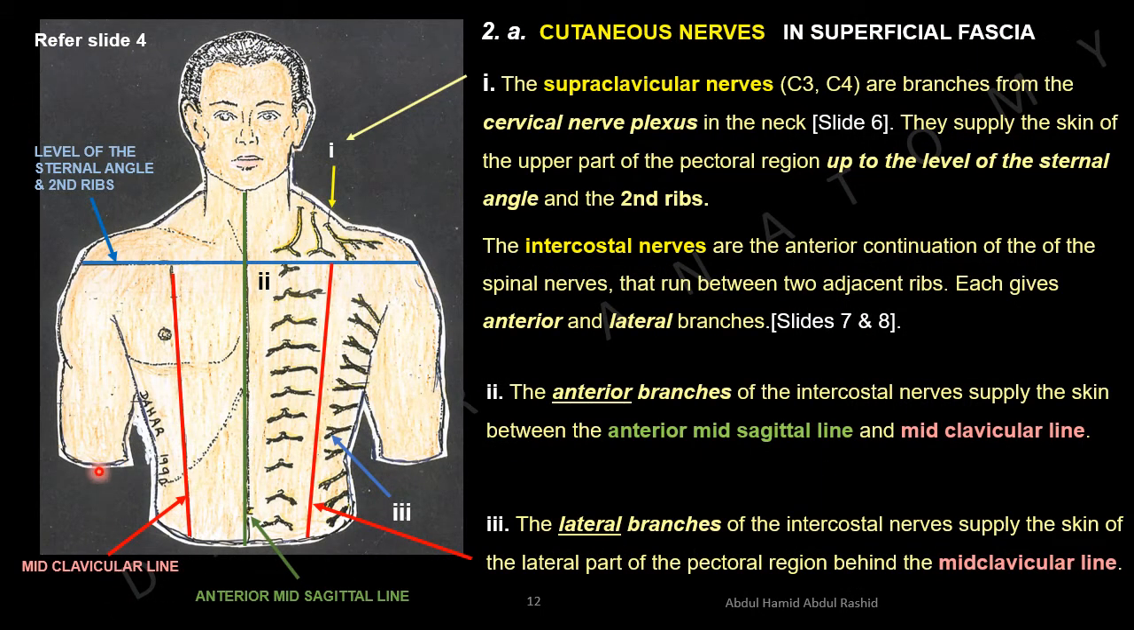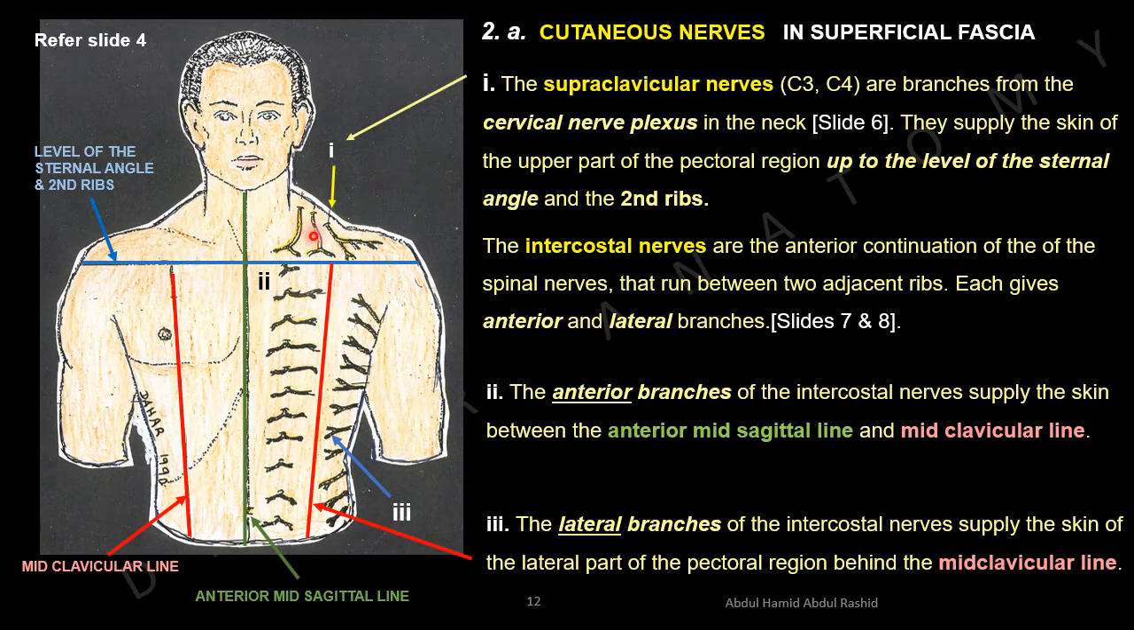Look at the diagram first. We can refer to slide number 4. This is the line, the level of the sternal angle and second ribs. We have already mentioned this in slide 4. And this is the vertical line, that is the anterior mid-sagittal line. And these two red lines are the mid-clavicular lines, right and left. This is the area between the anterior mid-sagittal line and mid-clavicular line. This is the area lateral, that is behind the mid-clavicular line.